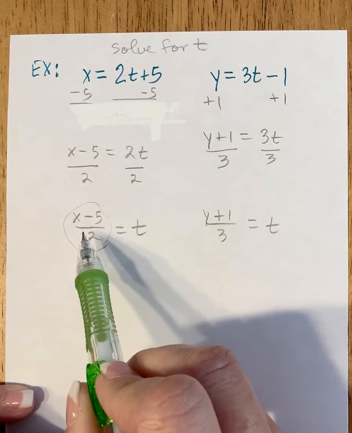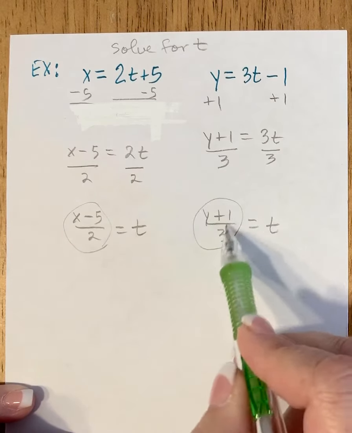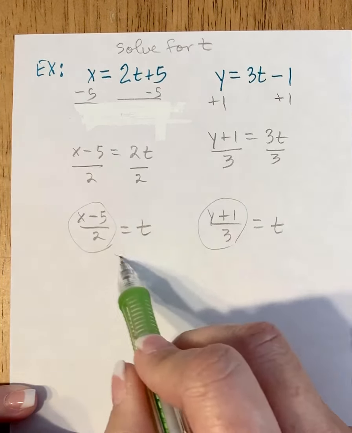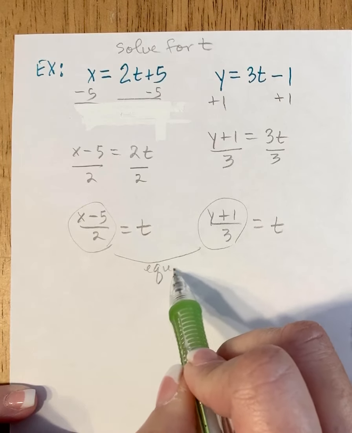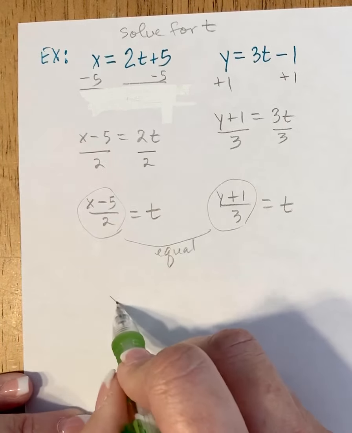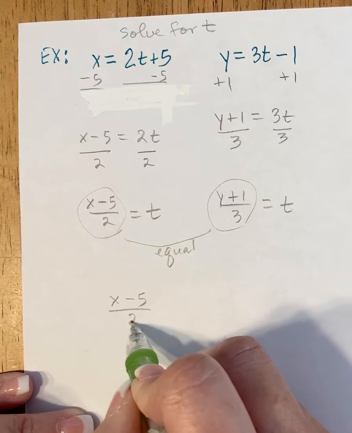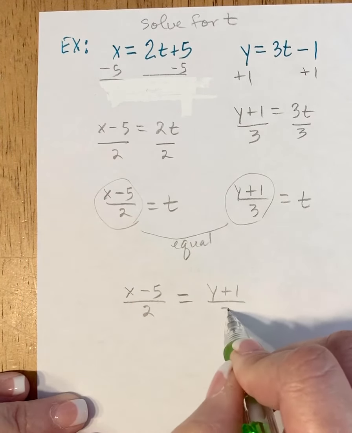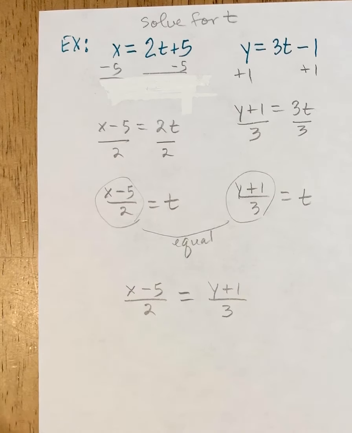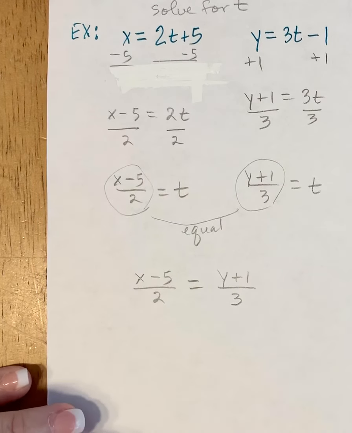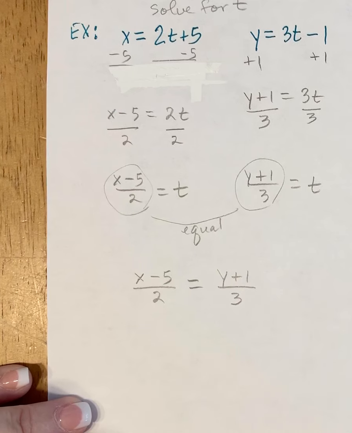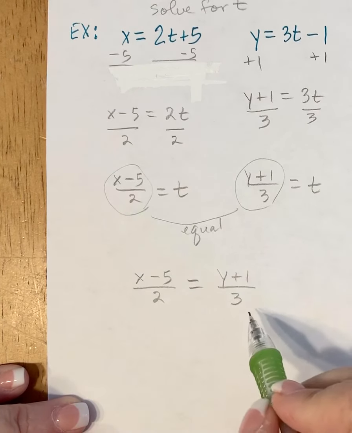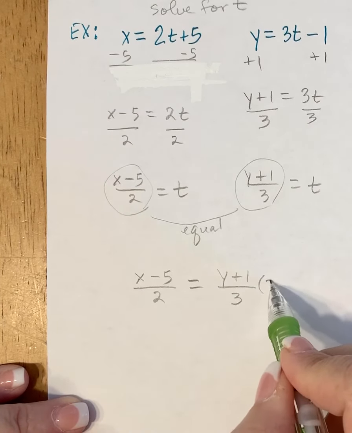x minus 5 divided by 2 and y plus 1 divided by 3. So these need to be equal then, since they're both equal to t. So I could write x minus 5 divided by 2 is equal to y plus 1 divided by 3. So I see I've eliminated the parameter. t is gone. Now to first solving this, I could multiply both sides by 3.